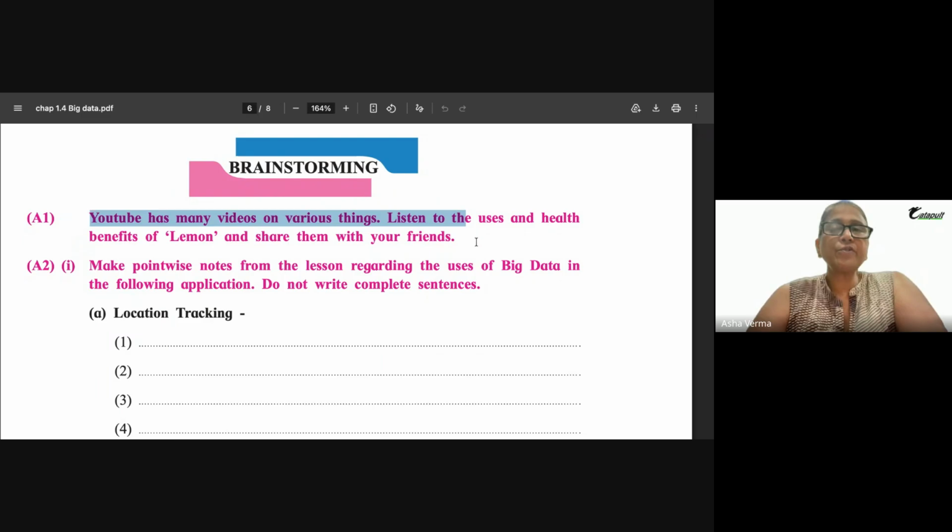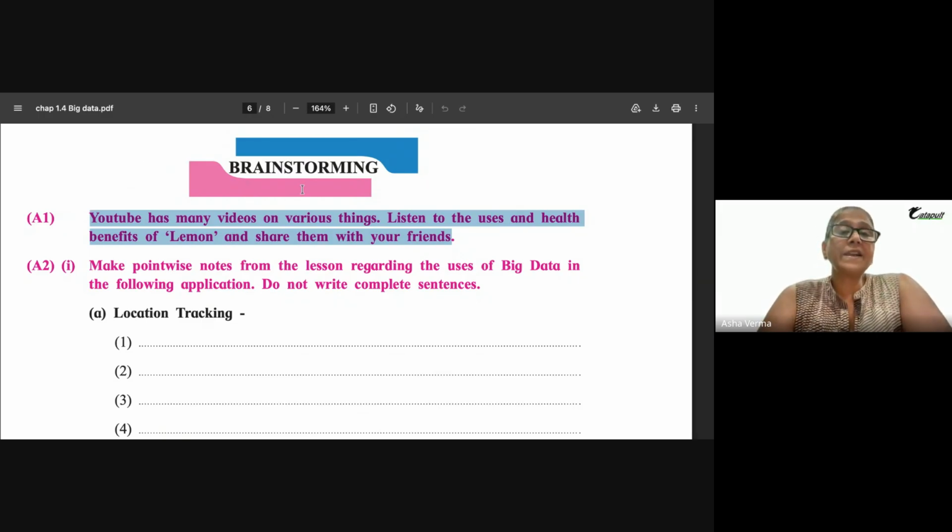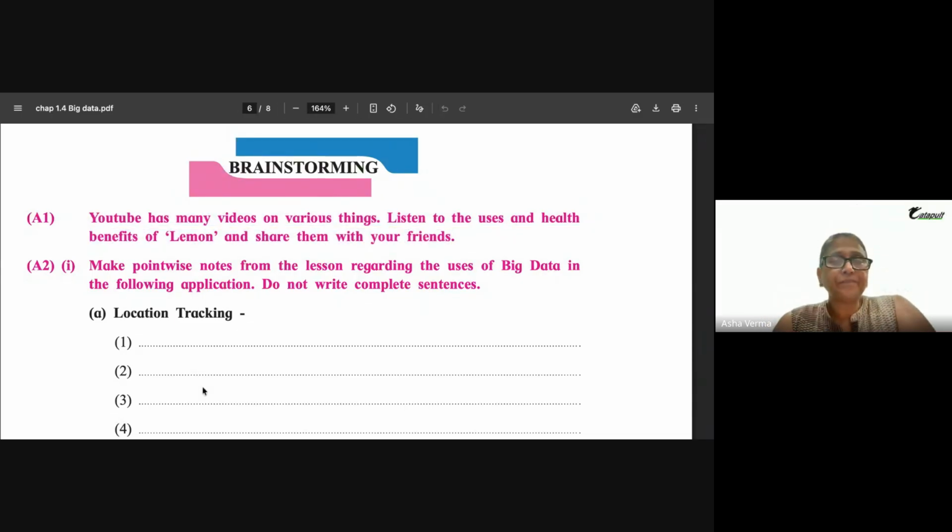So this is your first question. You can go to YouTube and find out the uses and health benefits of lemon and share it with your friends. These days it's so hot. Lemon comes in very handy, right? During the hot summer season, people keep themselves hydrated with shikanji, lemon water, right?